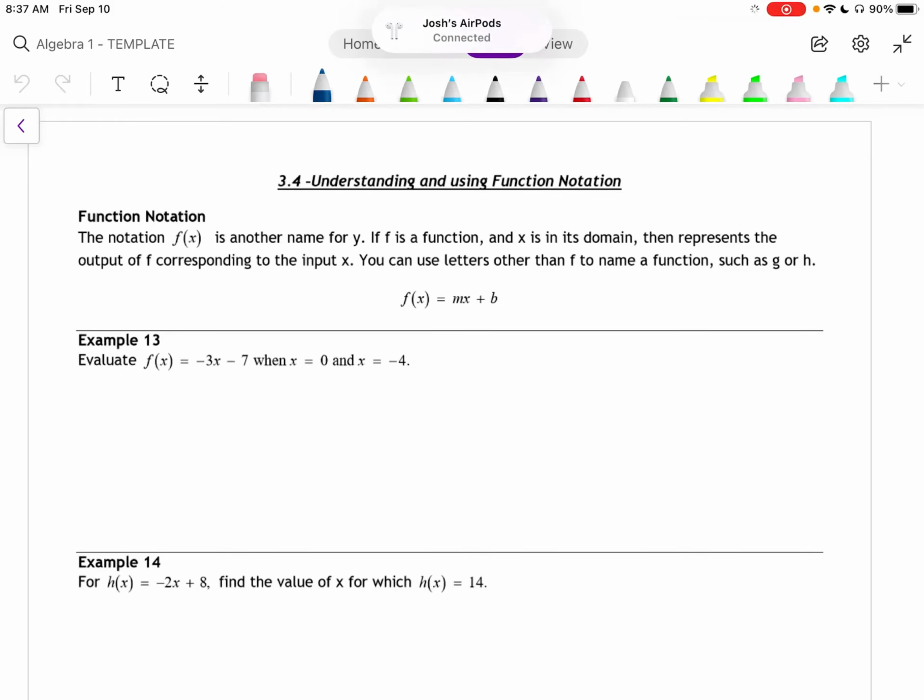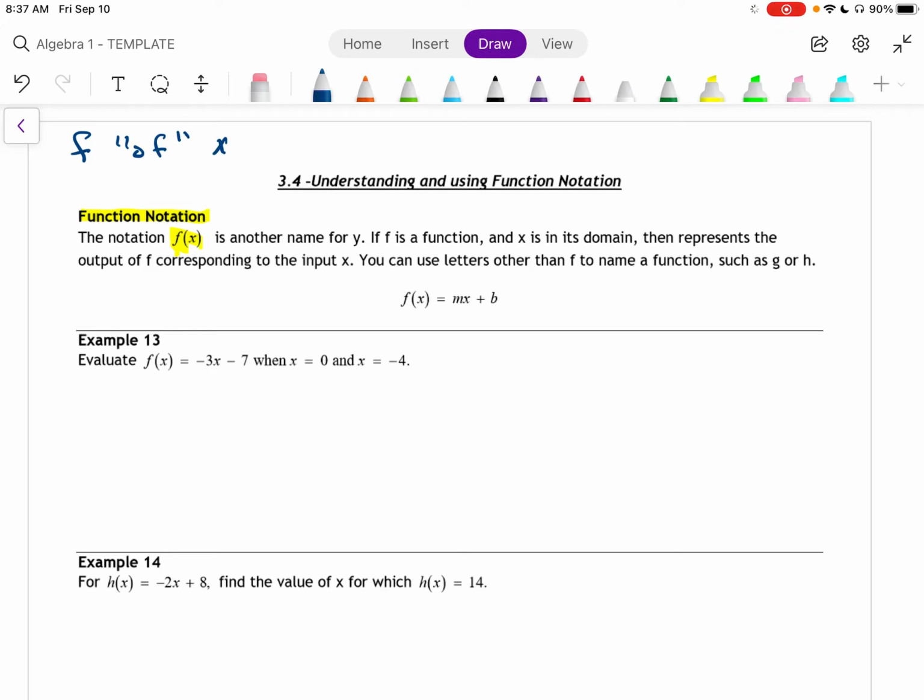All right, Chapter 3, Section 4, Understanding and Using Function Notation. So function notation is a different way to describe a function. We start off with a definition. We call it f of x, written f, parentheses, x, and this is read "f of x." So f of x is another name for y.